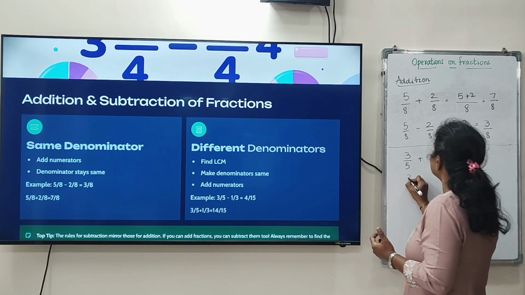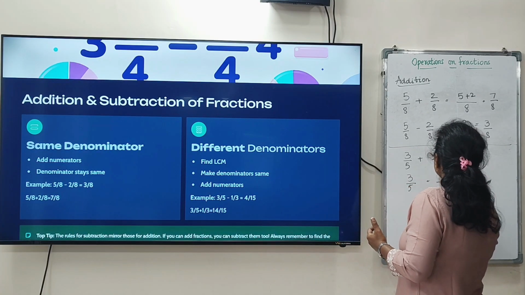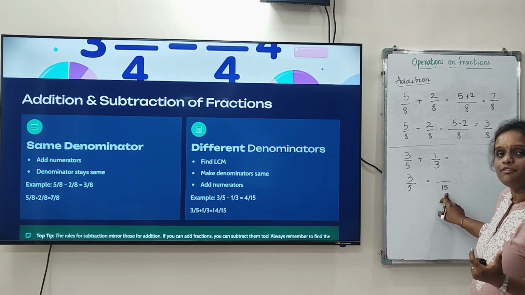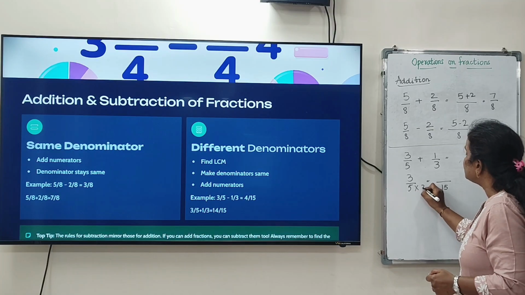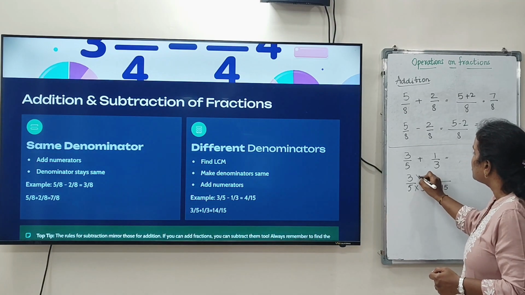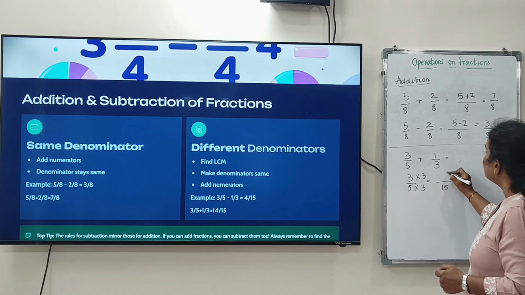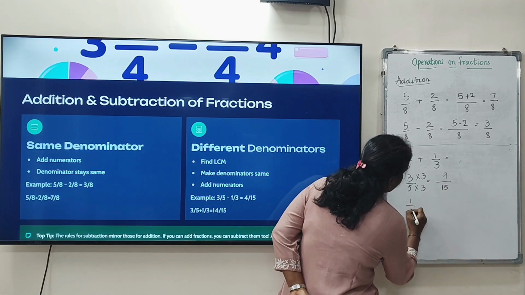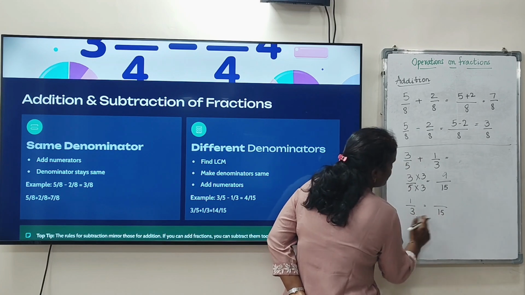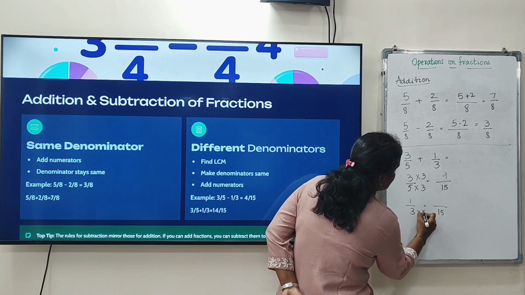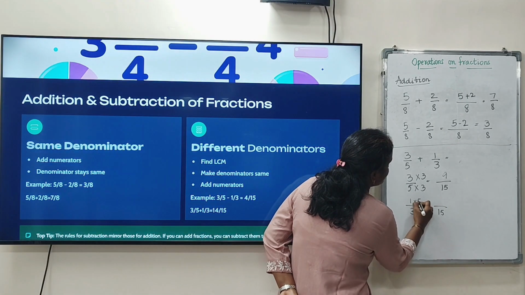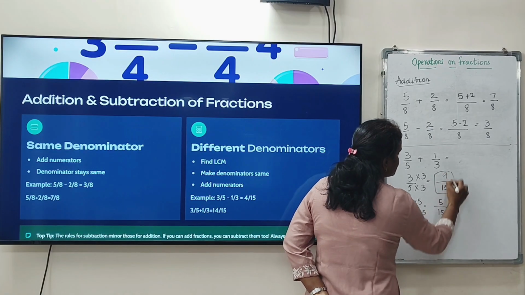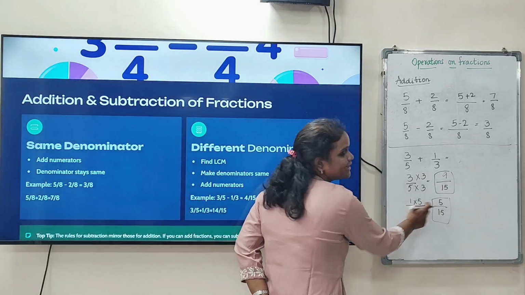It is 15. So 3 by 5, I have to make it as 15. How do I make 5 as 15? Where does 15 come in the 5 table? 5 3s are 15. So I multiply both the numerator and denominator with 3. 3 3s are 9, so 9 by 15. Similarly, I have to do it for 1 by 3. 3 will become 15 at 5. 3 5s are 15. Multiply the numerator also with 5. 1 5 is 5, so 5 by 15.